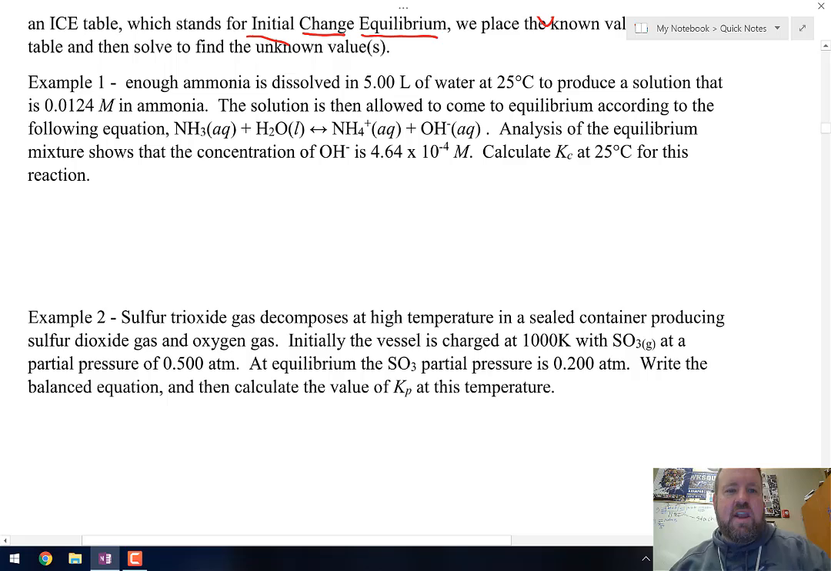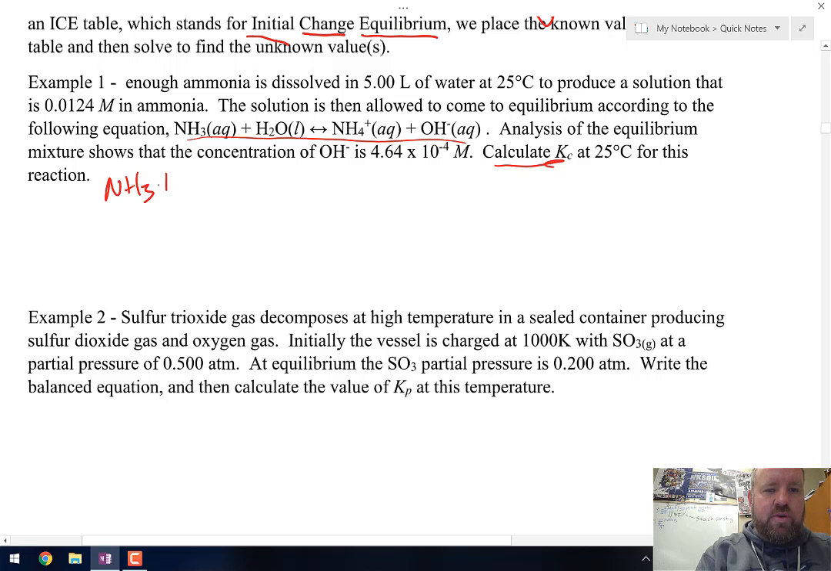Example 1 says, enough ammonia is dissolved in 5 liters of water at 25 degrees Celsius to produce a solution that is 0.0124 molar in ammonia. The solution is then allowed to come to equilibrium according to the following equation. Analysis of the equilibrium mixture shows that the concentration of OH minus is 4.64 times 10 to the minus fourth. Calculate Kc. The first thing we're going to do is write out the balanced equation: NH3 plus H2O, and again, that's a liquid, that's important, in equilibrium with NH4 plus and OH minus.